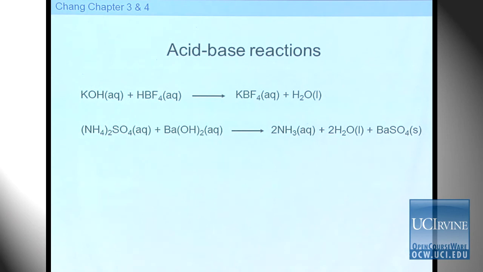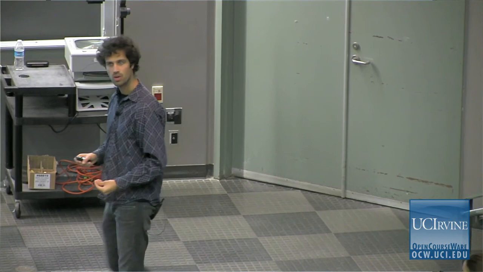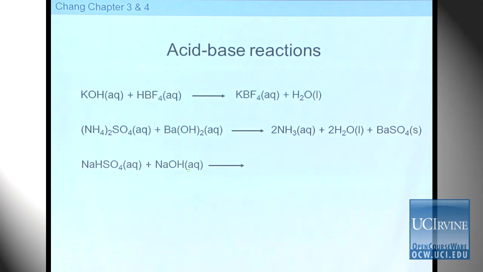Okay, another example. Here you see HSO4-. HSO4- is the product when you put sulfuric acid in solution. The H splits off. The anion is generated, HSO4-. But I told you, this extra H can still split off if you combine it with a strong base.